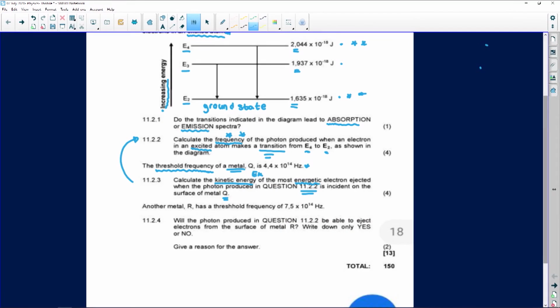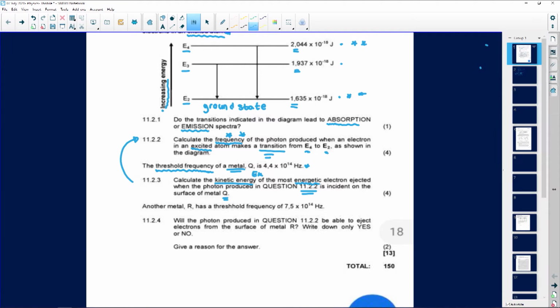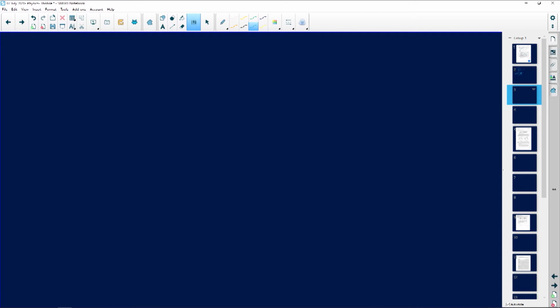So even though it is wrong, you will get a mark for actually substituting correctly. But let's not try to get it wrong because we are trying to get full marks for this question. So now we need to calculate the kinetic energy, and we already calculated the frequency in the previous question. So let's see how we're going to do that one.